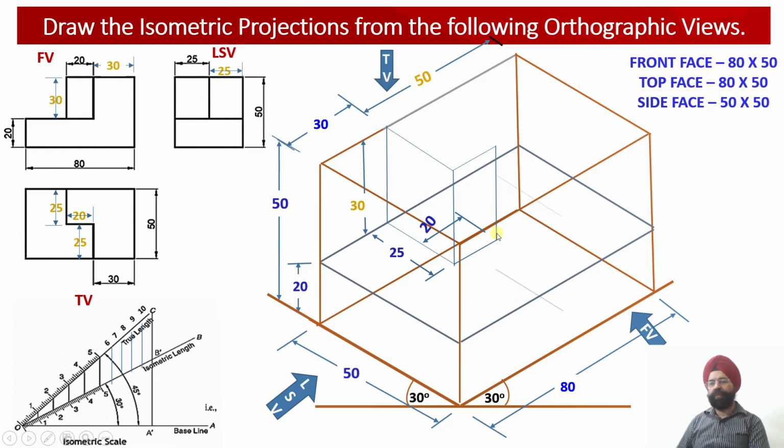So please check, from this particular corner, I am moving to the front edge. This is my front edge of the solid. And how much is this distance? This distance is again equal to 25 millimeter. Then I will be joining this vertical edge so that my rectangular face is completed.